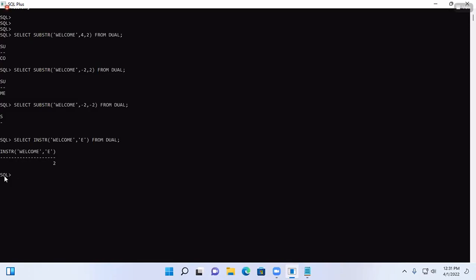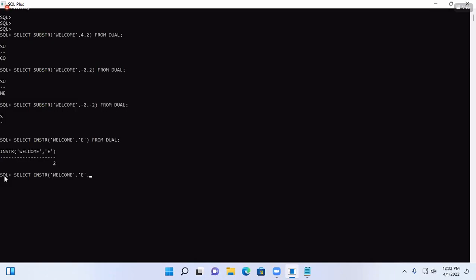I want to find out the second occurrence E position. How much is it here? 7. 7, right? Okay, 7. So now we can see how to give the position here. Which character did I want? The E character, that I mentioned.